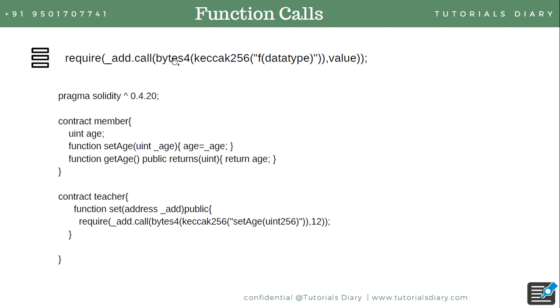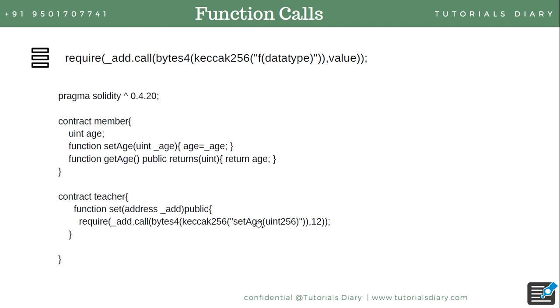Address dot call: bytes4 will always remain bytes4, and this keyword will remain the same. Here you will define the function which you want to call. You can replace function F with a function name. Then the data type, that is, what kind of data type that function accepts, whether it is a string or unsigned integer or bool or something else, and the value of the data type. If you have more than one data type, like data type 1 and 2, you can have a comma here, value 1 comma value 2. So this is how it can be used. Okay, so this is how you can call a function from one smart contract to another smart contract.